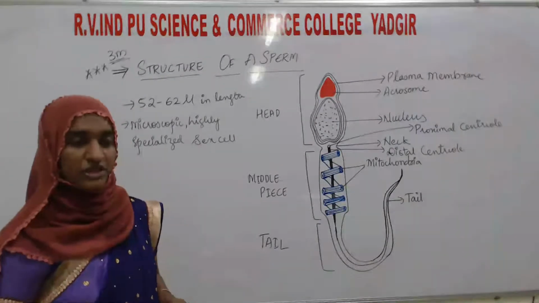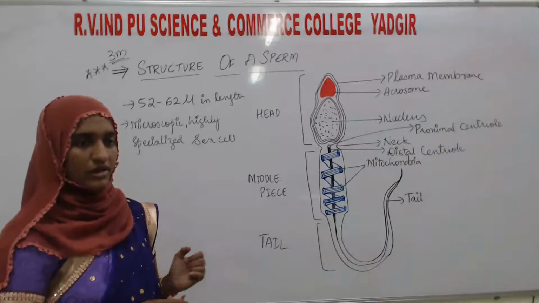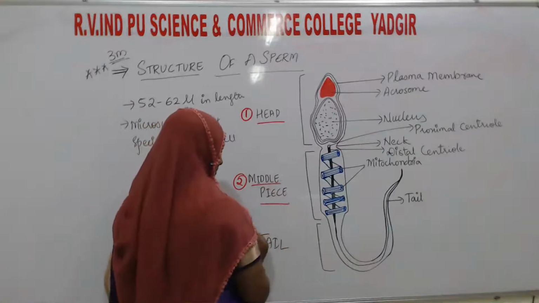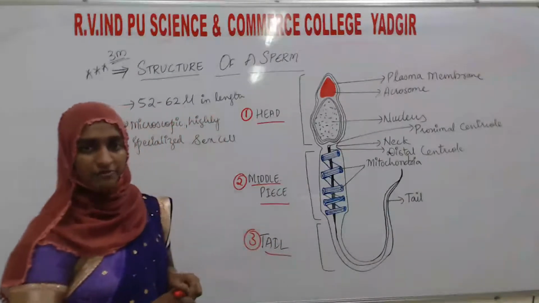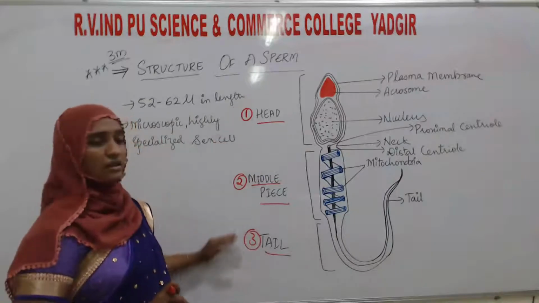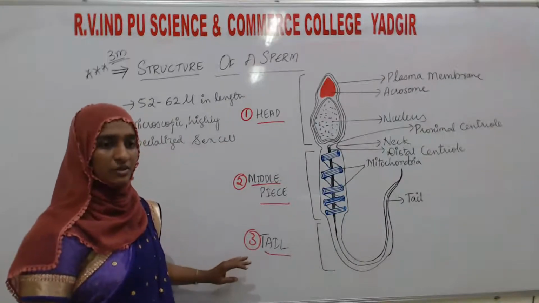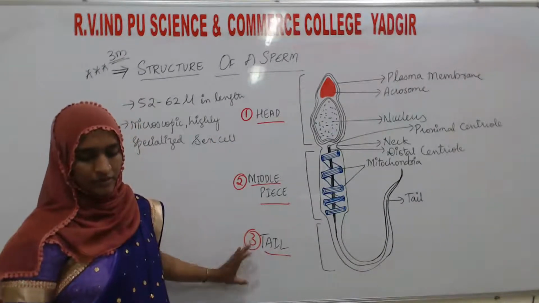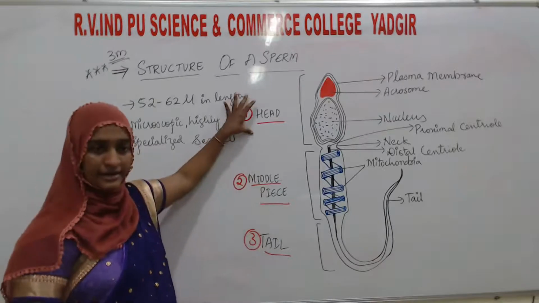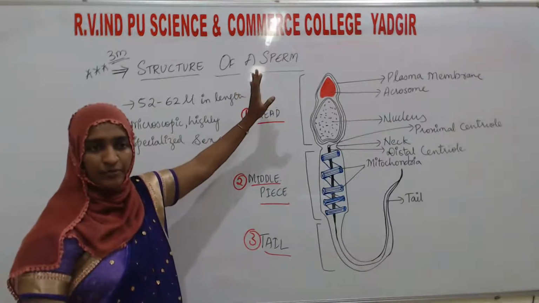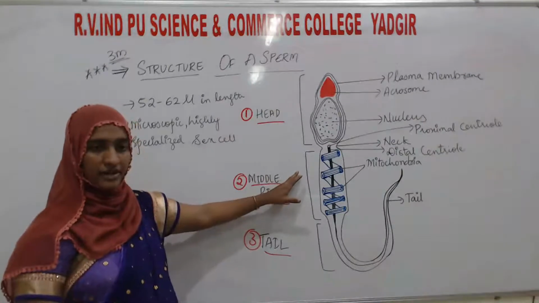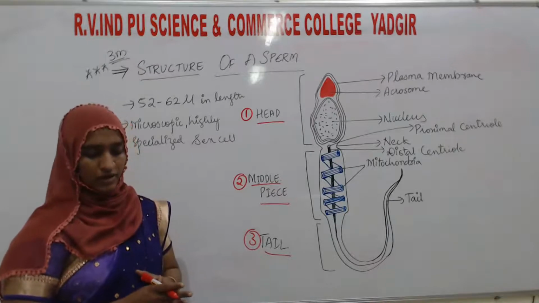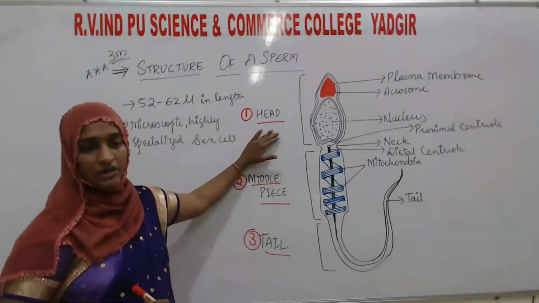Here it is differentiated into 3 parts. What are those 3 parts? First is the head, second is the middle piece, and third is the tail. A typical human sperm is divided into 3 parts: head, middle piece, then tail. The head is anterior, present at the upper portion of the sperm. The middle piece is the middle region, and the tail is at the posterior region. First we will talk about the head.